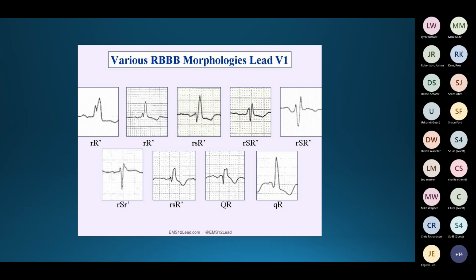This will give you the little rabbit ear kind of look. So you have an R and an R prime. In this one you have a tiny R and an R prime. These are all different ones, of course. This is a very tiny R, an S, and then a big R prime. But the terminal R wave is still more prominent than the first R wave. Once again, in this one, that's a nice tall R wave compared to the little r. Here you have a Q with a big R. These are all examples of right bundle branch morphology.